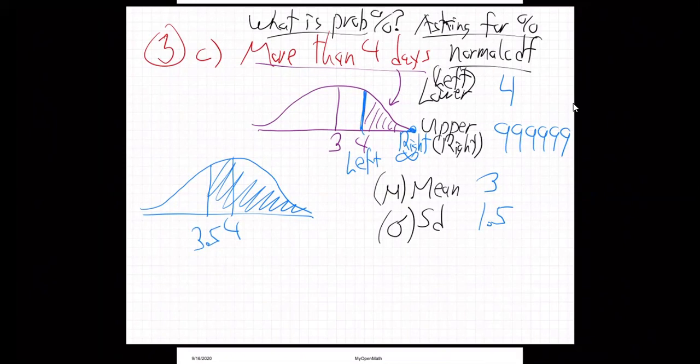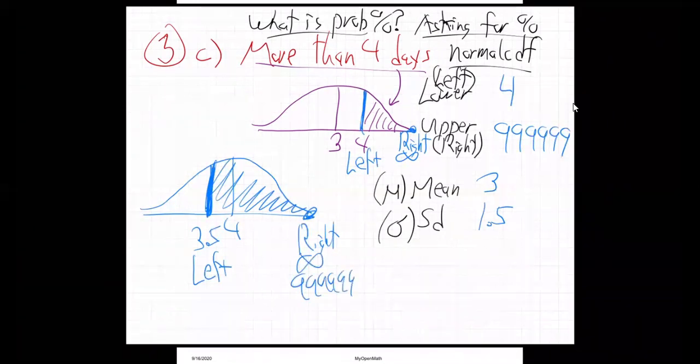So I would just put 3.5 as the left. Correct. Yeah, because that's the left edge of the shading, right? And the right edge would be infinity, again the 99999. So whatever they say, it's just the left edge of the shading and the right edge of the shading. Good. Other questions?